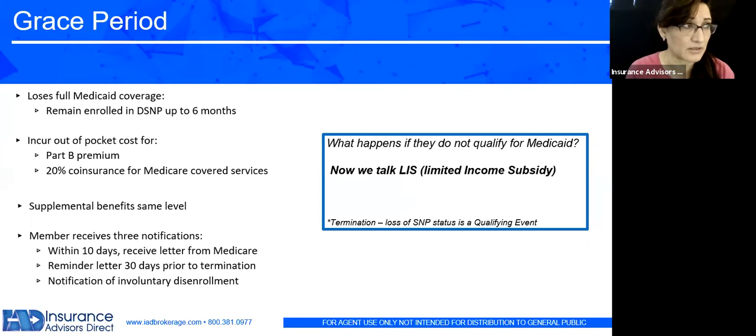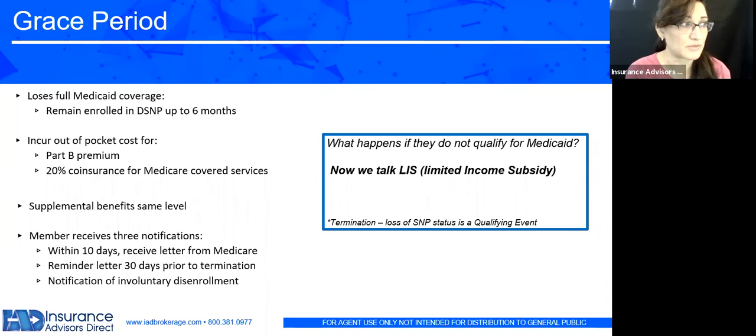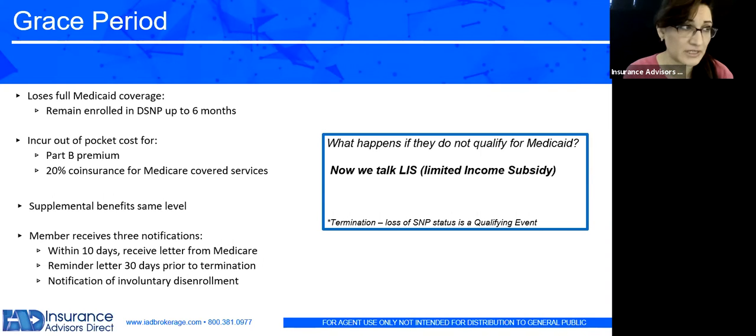During that grace period, though, you want to make sure that you explain to them that they're going to incur out-of-pocket costs for their Part B premium. Remember in that previous slide, it was paying for their Part B premium. Well, no more if they're in that grace period. Now, if they go back on to their Medicaid coverage, it will retroactively cover those costs, I believe. So if you have questions on that, definitely give me a call back. Obviously, the 20% coinsurance of Medicare covered services will be due at that time as well. Supplemental benefits are covered at the same level.